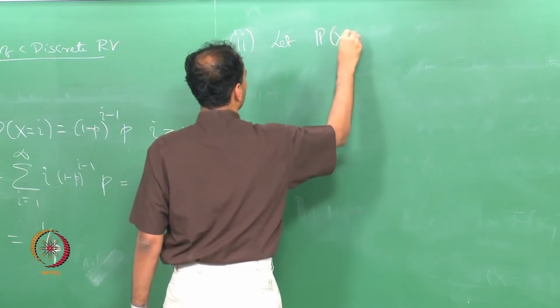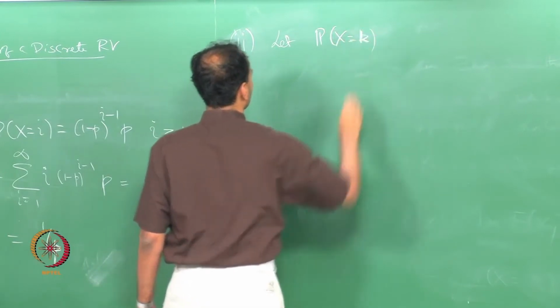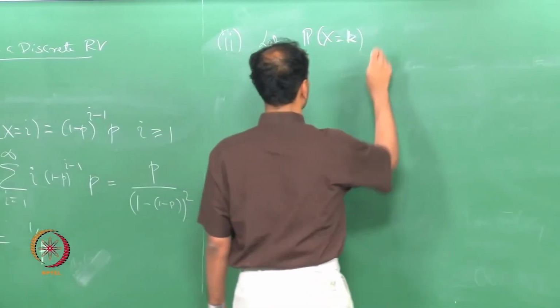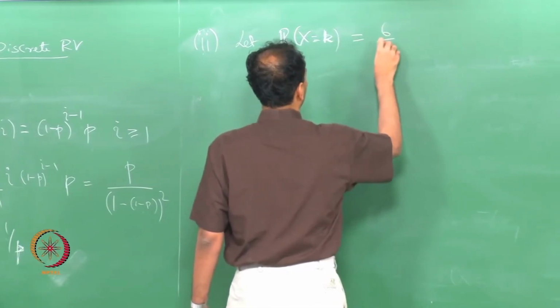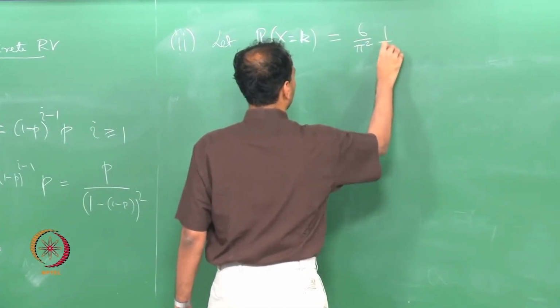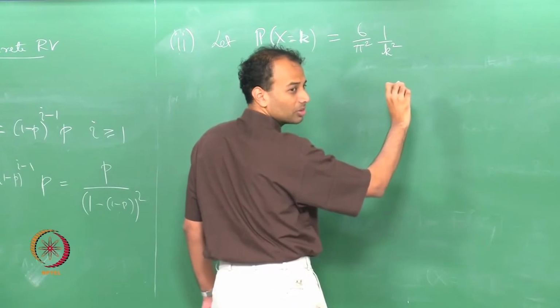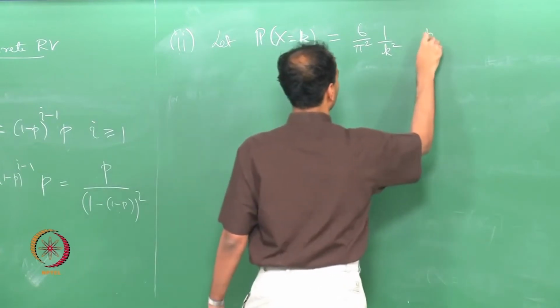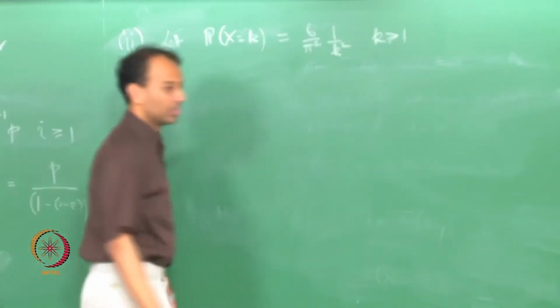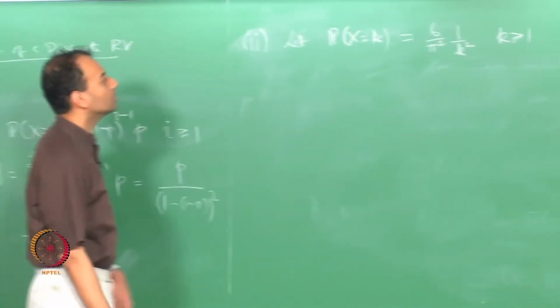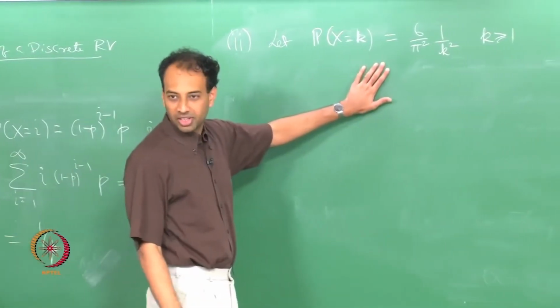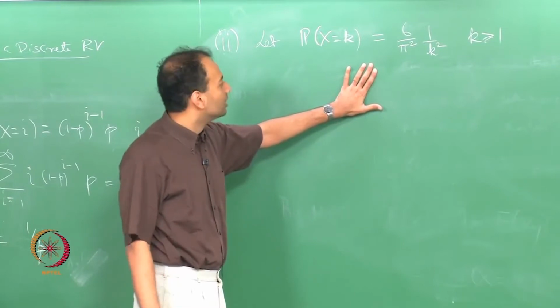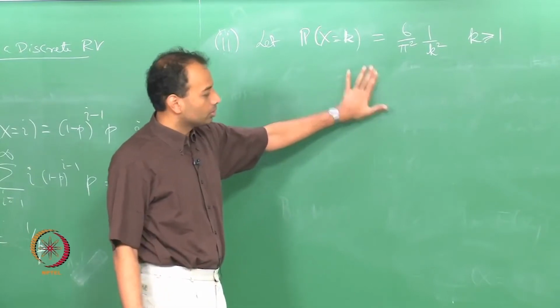Let me put the PMF as P of X equal to k, our 1 over k squared example. I think we did this earlier: 6 over pi squared times 1 over k squared, for k greater than or equal to 1. So, this is also a non-negative random variable, right? So, you can use that formula.